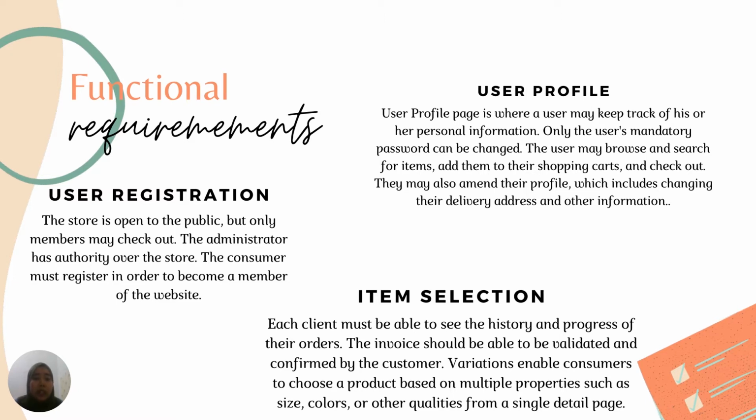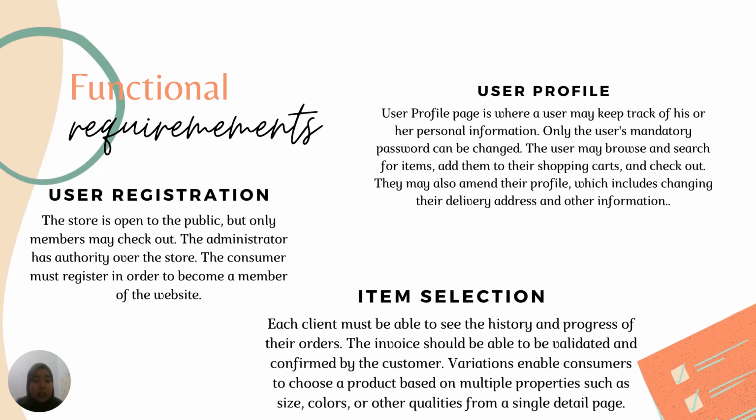Second is user profile. The user profile page is where a user may keep track of his or her personal information. Only the user's mandatory password can be changed. A user may browse and search for items, add items to their shopping cart, and check out. They may also amend their profile, which includes changing their delivery address and other information.